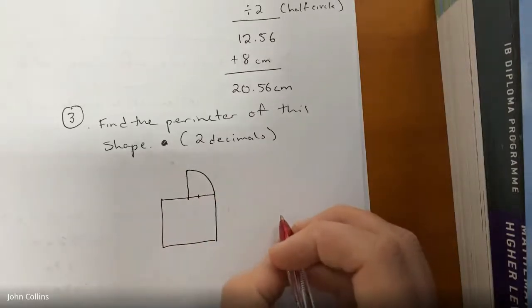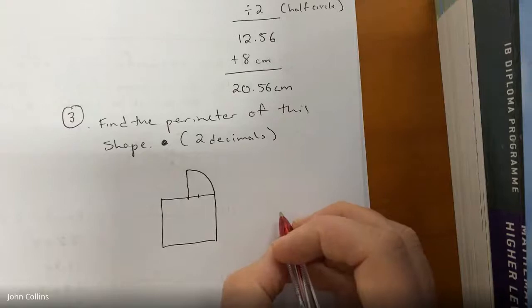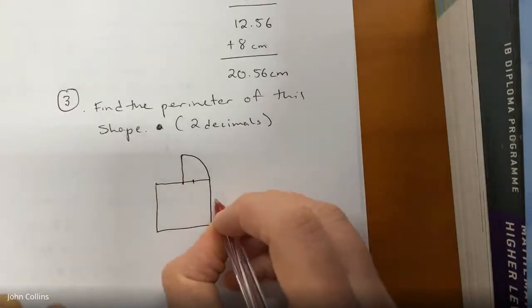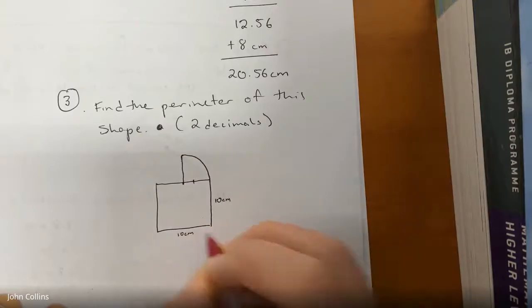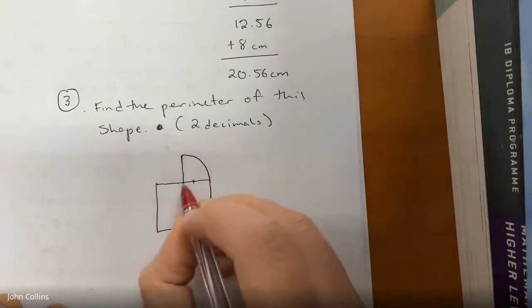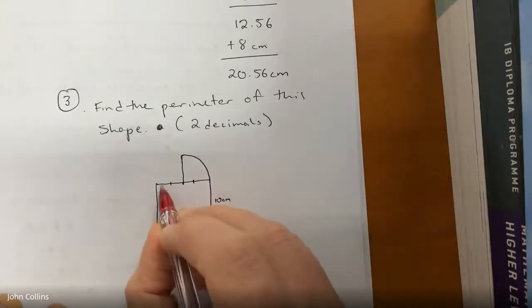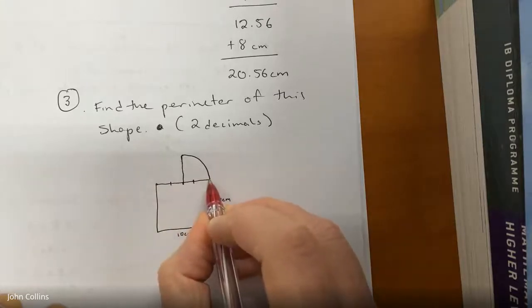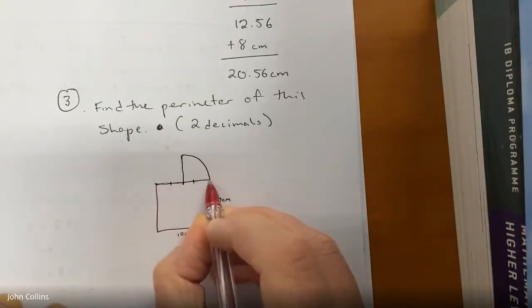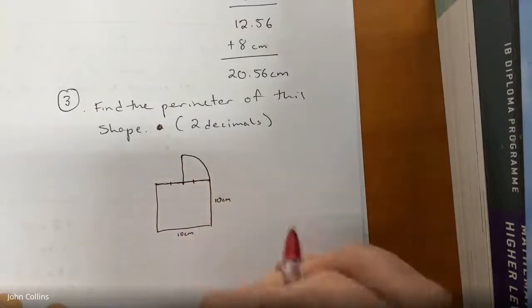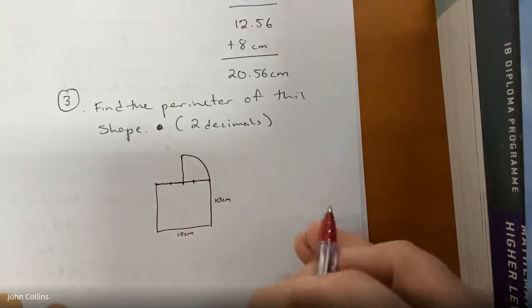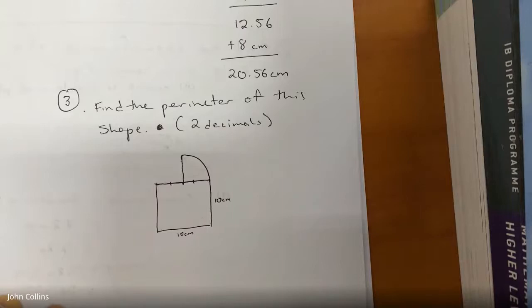is this shape. I'm going to find the perimeter of this shape. So let's give it some dimensions. This is a square, 10 centimeters, and this would be the diameter of the full circle, but we don't have a full circle, we only have a quarter of a circle. Now, do we have enough information to find the perimeter of this entire shape?